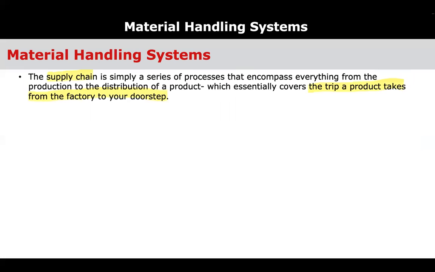The supply chain is actually the map or the path that a product takes from the factory to your doorstep. It's just the route that item takes, but it goes all the way back to the raw material state.